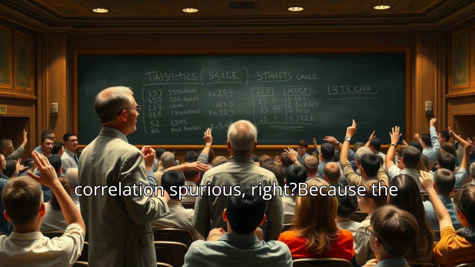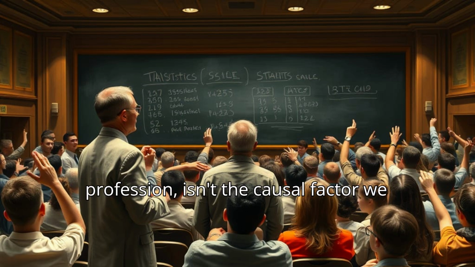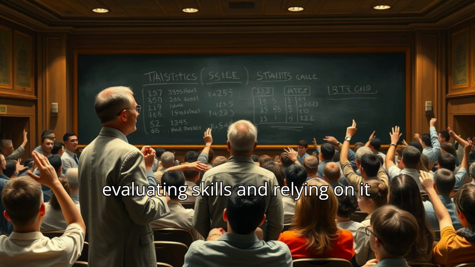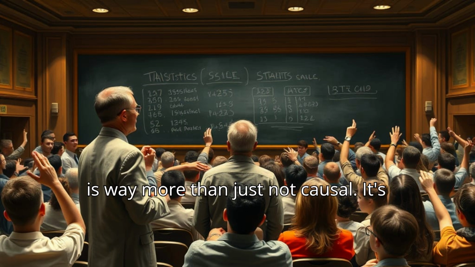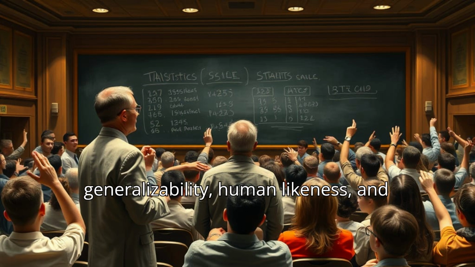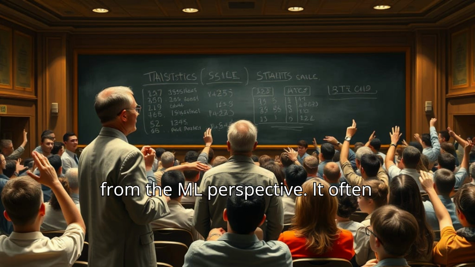So we call that correlation spurious. Right, because the connection itself, e.g. gender to profession, isn't the causal factor we should be using for the task, like evaluating skills, and relying on it causes harm. Wow, okay, so in ML, spurious is way more than just not causal. It's this complex judgment based on relevance, generalizability, human likeness, and potential harm. That's the key takeaway from the ML perspective.